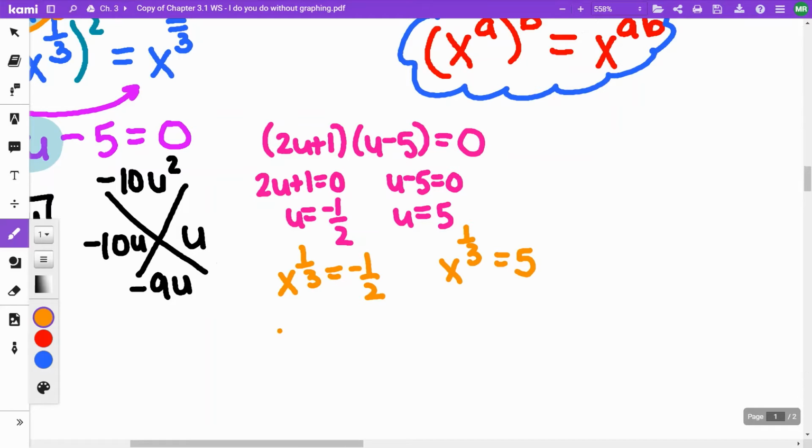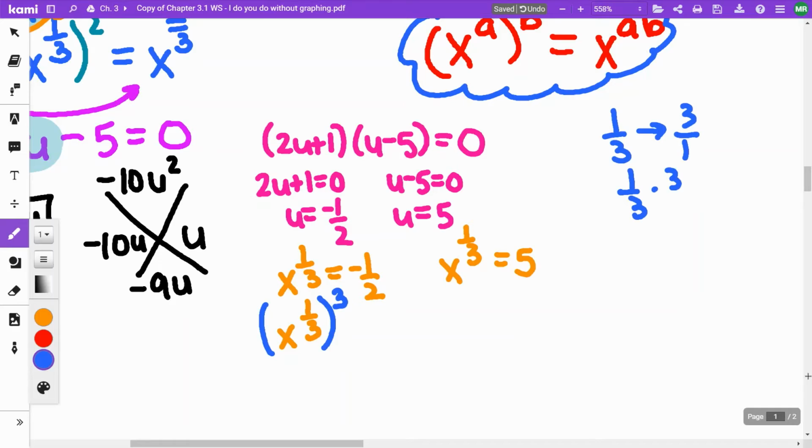So let me rewrite my x to the 1/3. When I say raise it to the reciprocal, what's the reciprocal of 1/3? 3. The reciprocal of 1/3 is 3/1. Reciprocals are when you flip it. Why am I doing this? Because when you multiply reciprocals together, you get 3/3, which is 1. That's why I'm doing it.